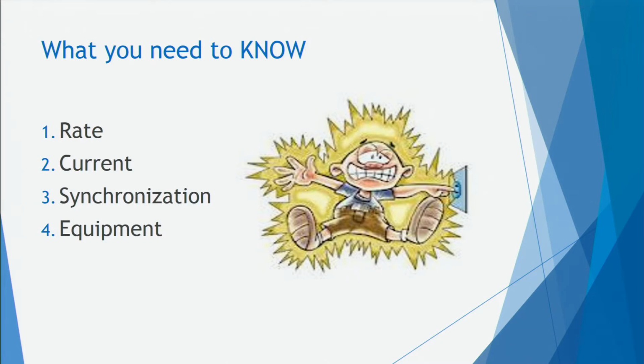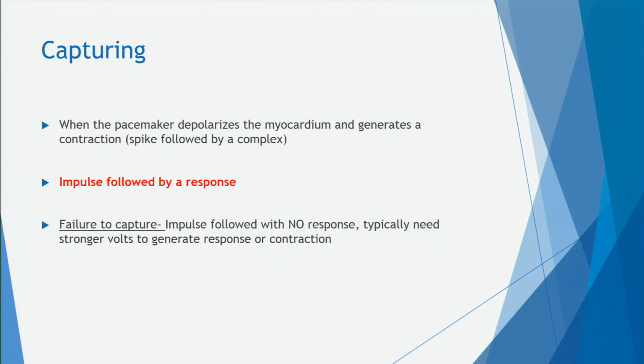So what you need to know when you start to think about pacing, no matter what kind of pacing it is, whether it's through the crash cart, through a venous wire, through a permanent pacemaker, you're going to have a rate, a current, you want to be synchronized, and then knowing your equipment. So these 4 things, if you're familiar with these 4 things, you can pace anybody. A little bit about capturing, because I feel like people get bogged down in the terminology. I do want to show you this crash cart while we talk.